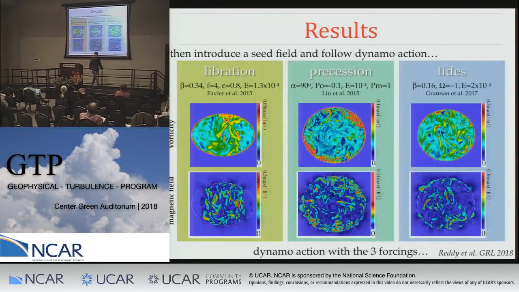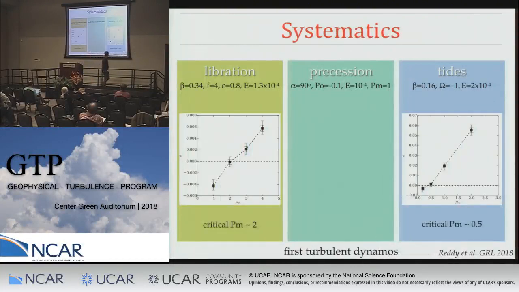So here are some results for all the cases, and the good news is that libration, precession, and tides all are dynamo capable. So we have done some systematics. For libration and tides, we have chosen our best case from experiments and from numerical simulation. And we have changed the magnetic Prandtl number, measured the growth rate, and we find a critical magnetic Prandtl number of around 2 for libration, and for tides of around 0.5 here.